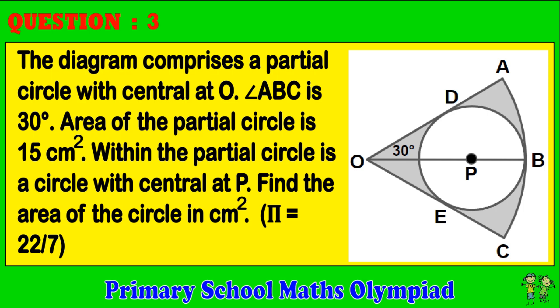Question 3. The diagram comprises a partial circle with center at O. Angle ABC is 30 degrees. Area of the partial circle is 15 centimeters squared. Within the partial circle is a circle with center at P. Find the area of the circle in centimeters squared. Pi equals 22/7.